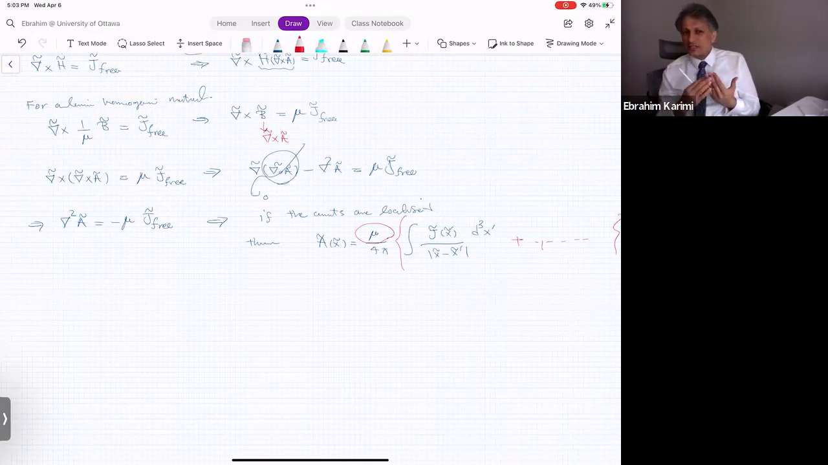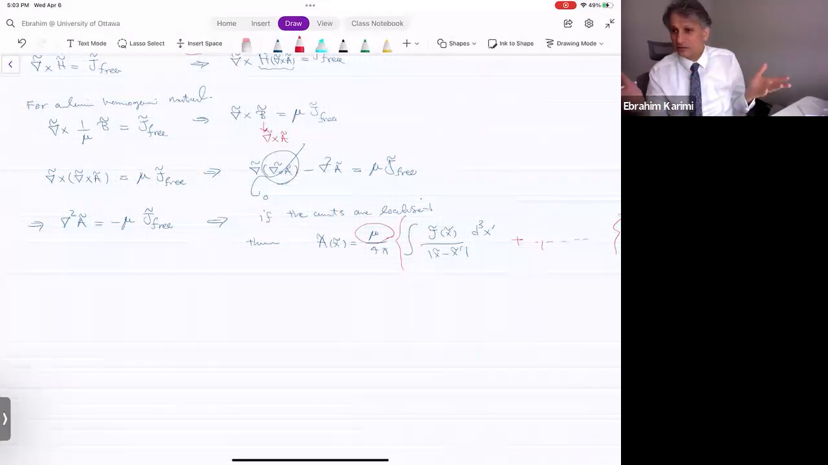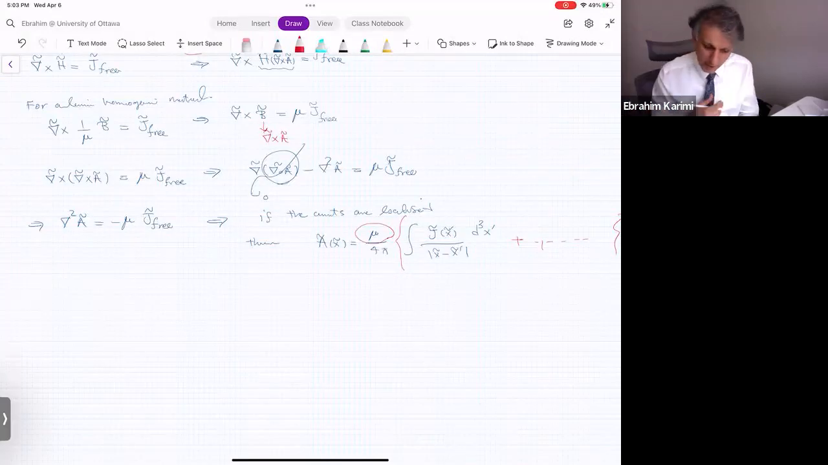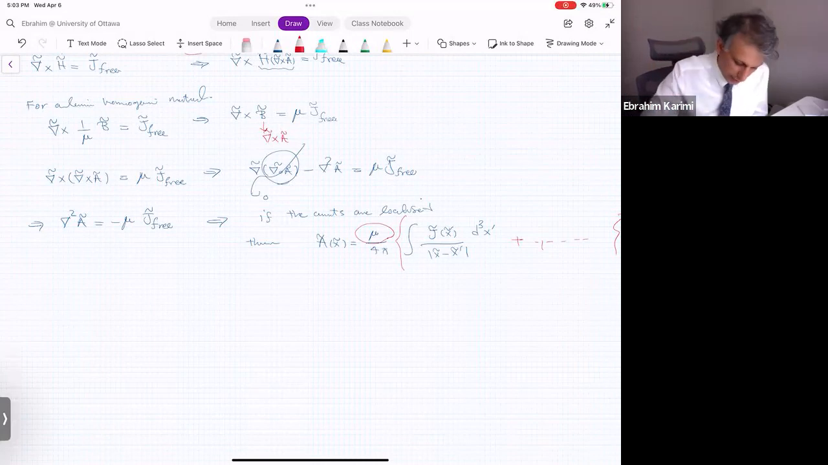Now I consider another case, which is assuming that I have materials, but I don't have a current. That's a second scenario. This is an example. I may have, I don't know, a glass, or plastics, or metals, or let's say lithium niobate, where there is no current inside. So J free is 0.